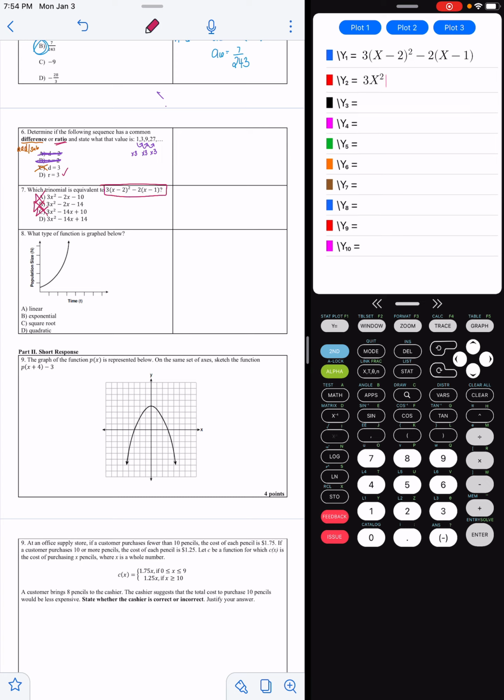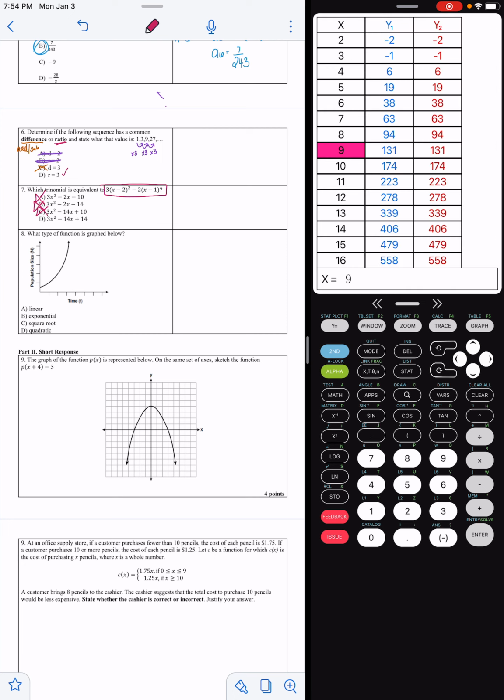3x squared minus 14x plus 14. And look at that. The numbers are the same no matter what the x value is. Our two y's are the same. Okay.